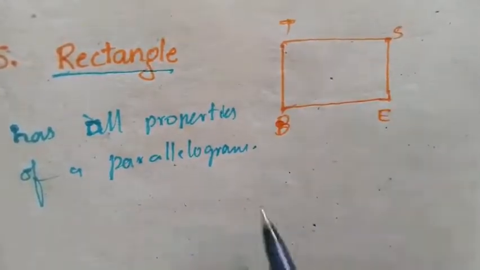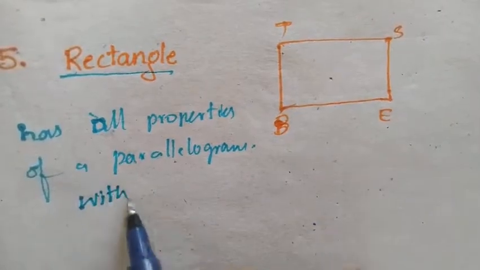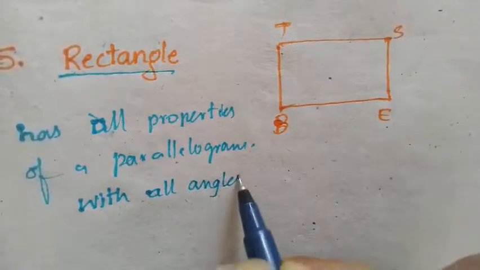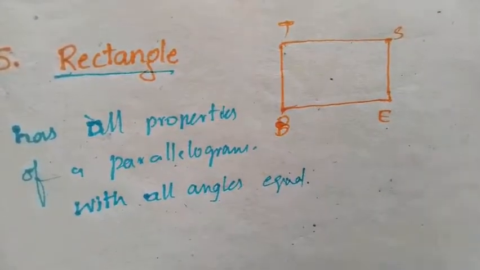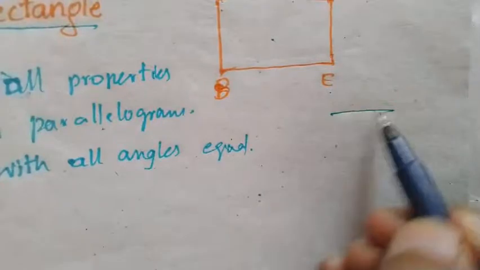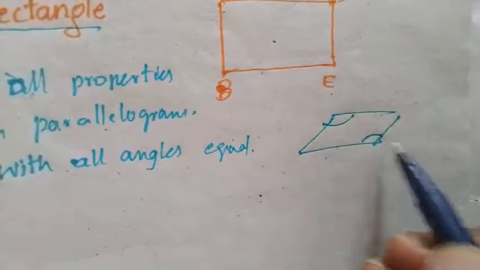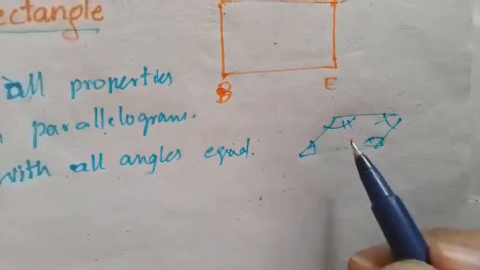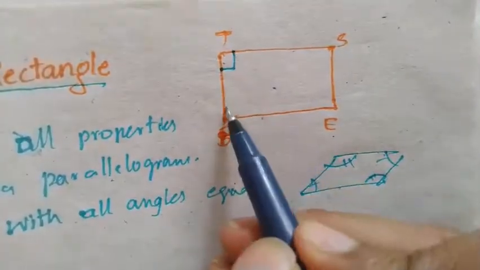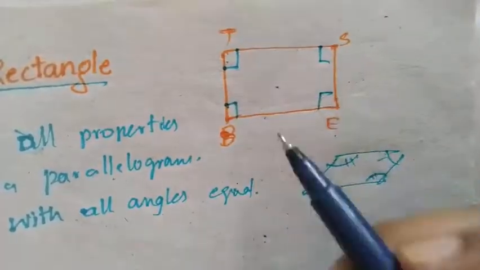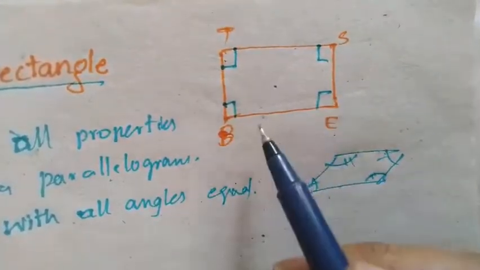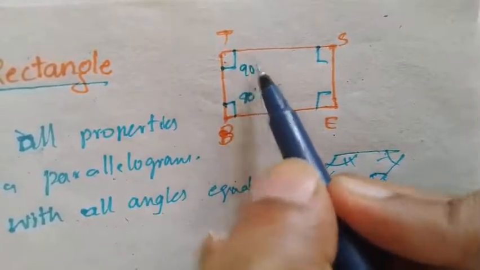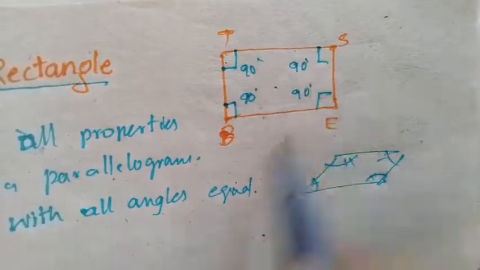In addition to that, what is specific is that all angles are equal. That means if you take a parallelogram, only opposite angles are equal. These two angles are equal and these two angles are equal. Whereas in a rectangle, all angles have the same measure. If you can see the rectangle, you can guess what its measure is. Each angle is 90 degrees. Every angle is a right angle.